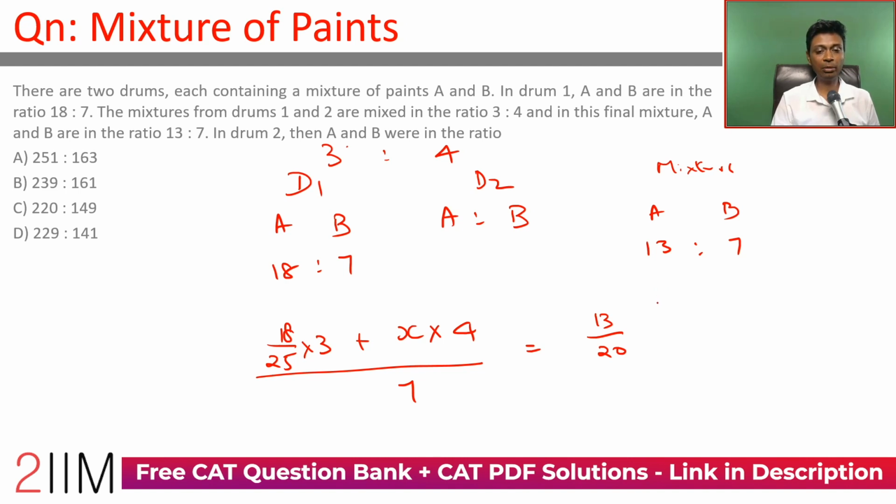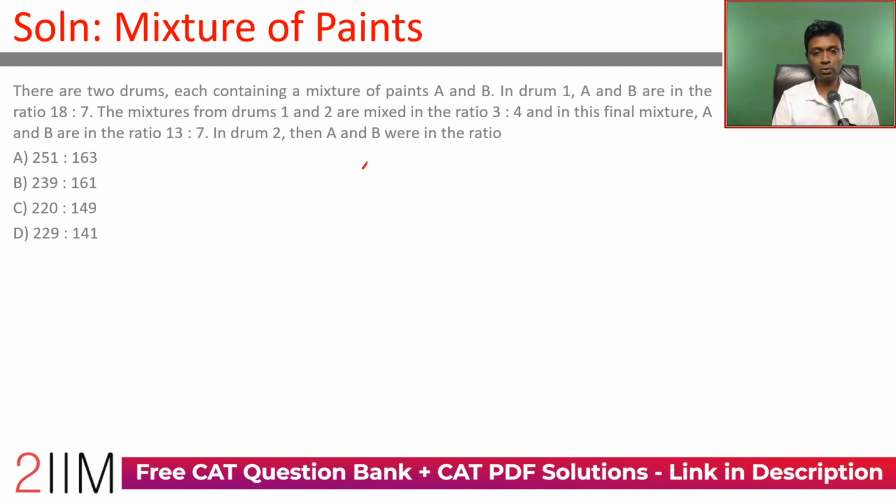Fine. 18/25 into 3 plus share of A into 4, by 7, is 13/20. Right? So I'm going to simplify this. 18 into 3 is 54/25 plus 4x equals 7 into 13, 91/20. Or 4x equals 91/20 minus 54/25. I'm beginning to get spooked by the numbers, but the choices are telling me that there is still hope for us. The choices are weird. So don't worry, power ahead.